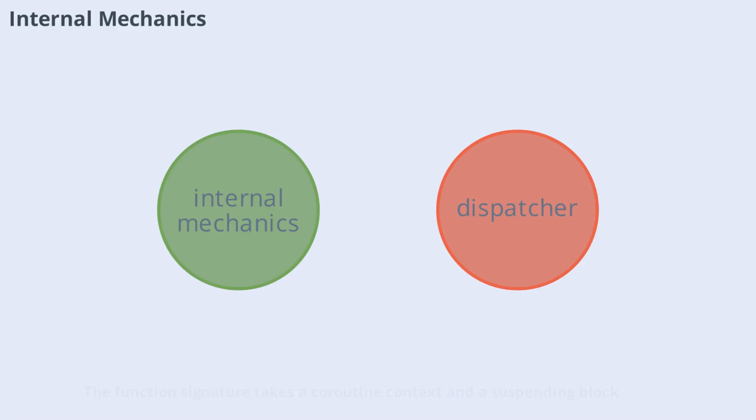The function signature takes a coroutine context and a suspending block. It checks the current and new contexts, merges them if needed, and ensures the new context is active. If the contexts are identical, it runs the block without dispatching. If only context elements change, it updates the thread context temporarily. If the dispatcher changes, it dispatches the coroutine to a new thread pool. After the block completes, withContext returns the result and resumes the coroutine.